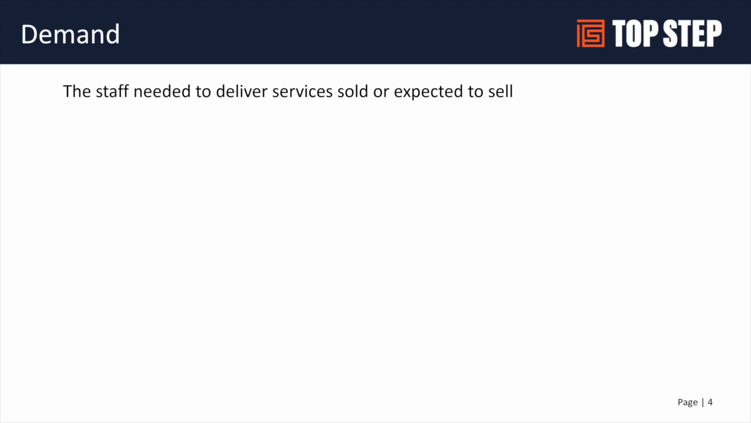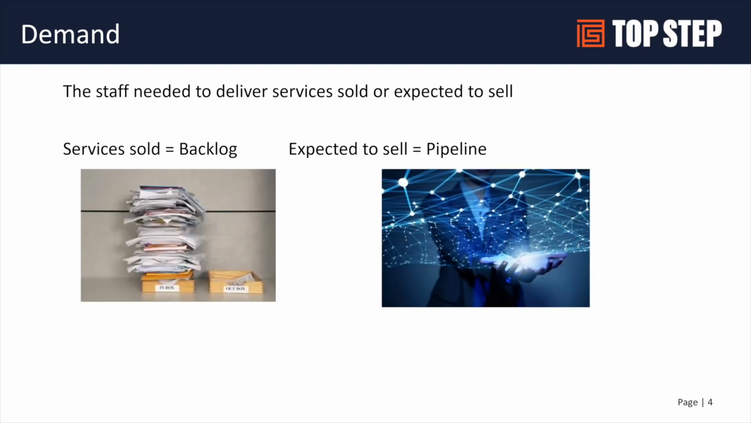Okay, so what is the definition of demand, which is different than what we talked about last month with capacity, right? Demand is what is the staff needed to deliver our services? So do we have enough resources, whether that's enough hours to be able to deliver the work that we're bringing in? So our demand requires us to look at not only what our backlog is, right? What services have we sold that we've yet to deliver to our customers, but also what are we expecting to sell? What is our pipeline? So you really have to marry the two to be able to come up with a demand to be able to deliver.